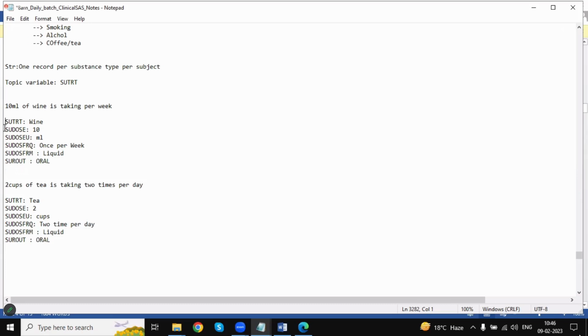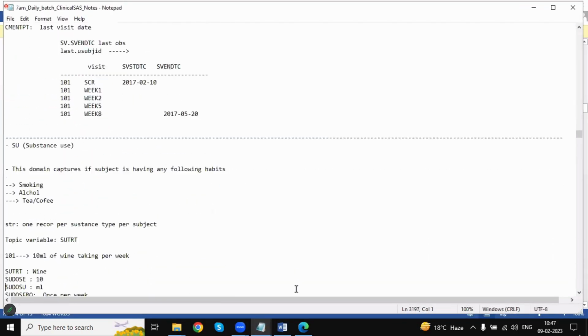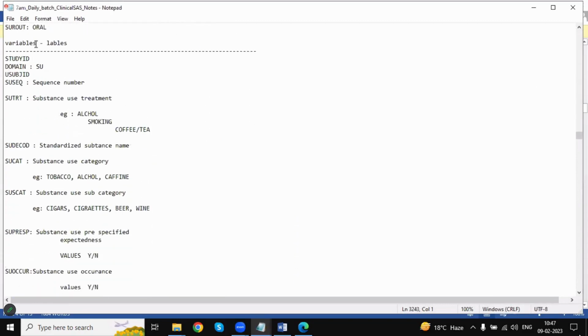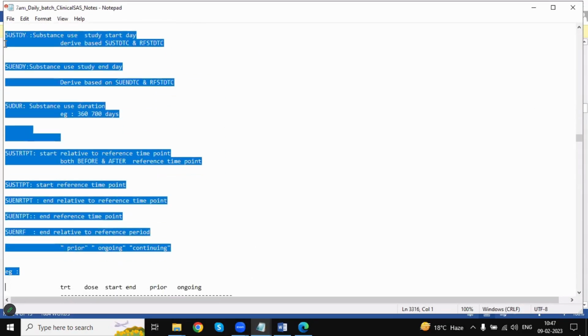So can I give the list of variables? What else do we have in the substance use domain? The same type of variables. Okay, let me give the list of variables. Almost the same variables we just discussed in the concomitant medication domain will come.